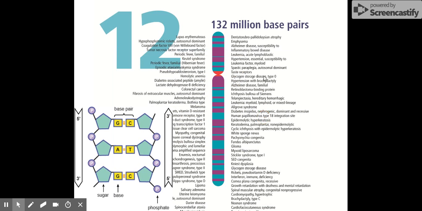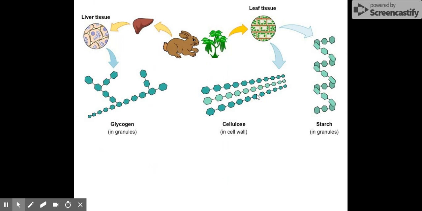Another example of a polymer is your DNA. So for example, this is just a quick look at chromosome number 12, and your chromosome number 12 is made out of 132 million base pairs. So down here is a base pair. Okay, your G bonds with the C. So 132 million of those connect together. That's a really large polymer.